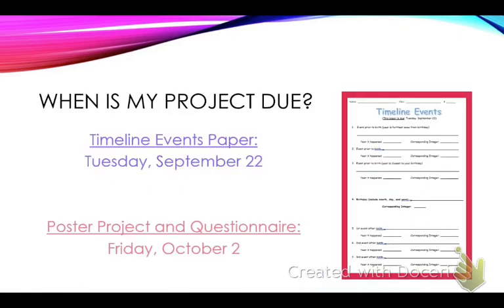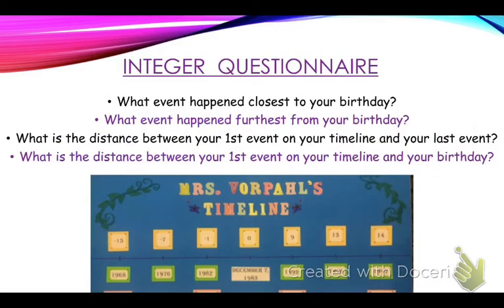Now, let me talk to you about when the project is due. If I could have each of you look at the paper that says timeline events, I want you to go ahead and draw a cloud around this right here. It says this paper is due September the 22nd, and that's going to be a Tuesday. So you've got about a week and a half before this paper is going to be due. And then you can see the other paper that we just had there, the questionnaire, is going to be due on the same exact day that your actual poster project is due.